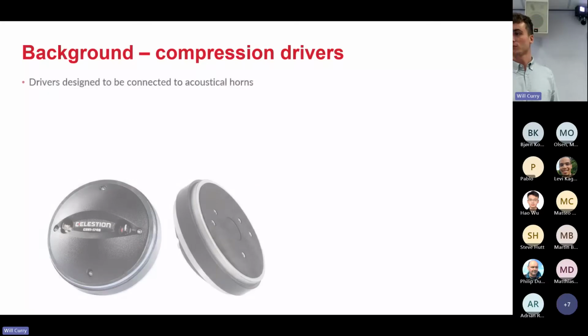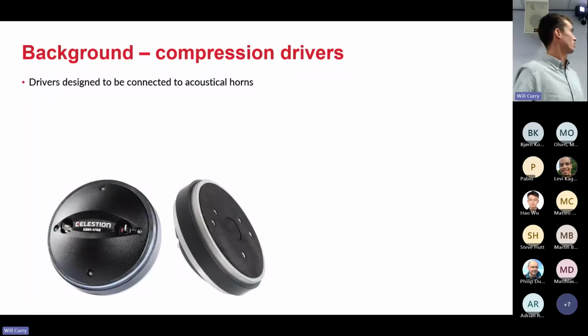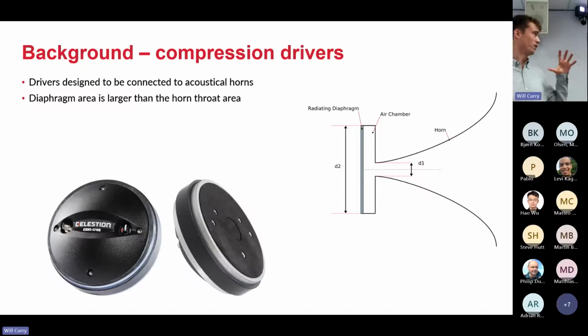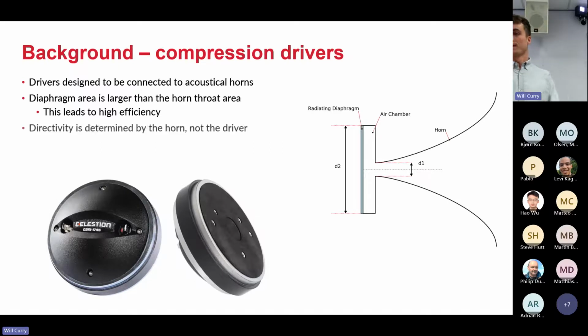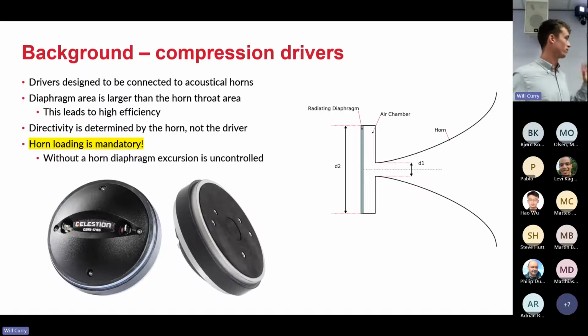So compression drivers are drivers which are designed to be connected to horns. The diaphragm area is larger than the throat area, so you get this compression, which is why they're called compression drivers. This leads to really high efficiency because there's a high resistive load on the diaphragm. The directivity is determined by the horn and not the driver. And horn loading is mandatory because without it, the diaphragm excursion is uncontrolled.